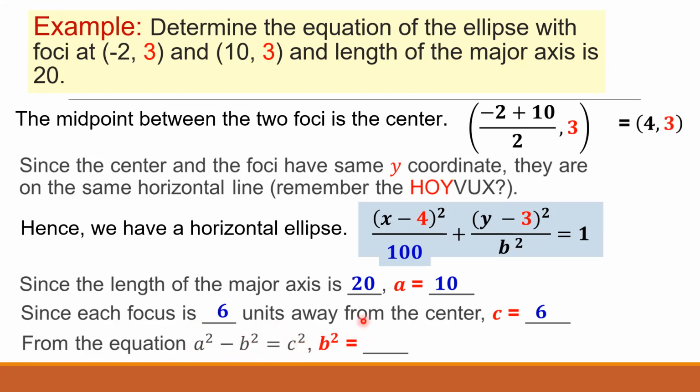B squared is equal to A squared minus C squared, which is 100 minus 36, which is 64. Itong si 64, yun yung kailangan natin kasi that will be the other denominator. Ayan, so that's it. That will be the equation of the ellipse we are looking for.